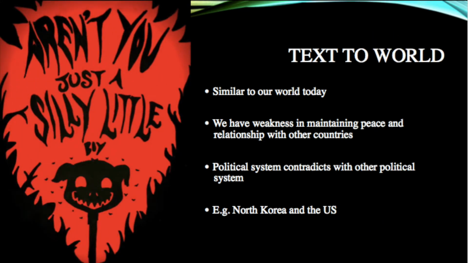Text to world. Similar to the way it did back in World War II, our world today still has weaknesses in maintaining peace and relationships with other countries and other political systems. For example, recently there has been a nuclear threat between the democratic US and the dictatorship North Korea. Since North Korea is controlled by one man, North Korea has caused a chaotic event when people found out that there might be a nuclear threat targeting the US.